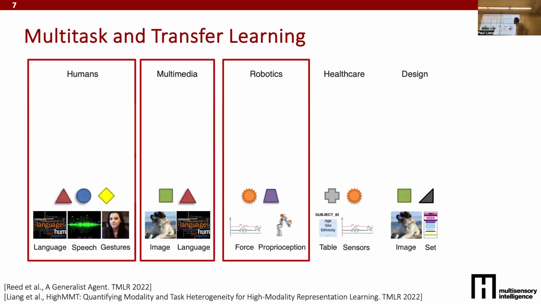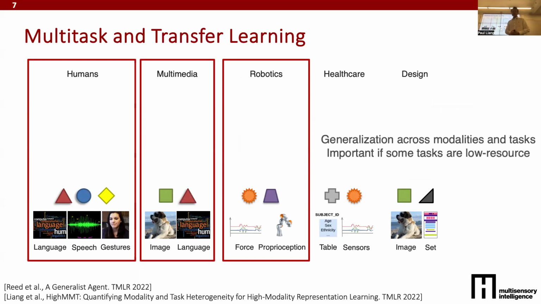Great. So nowadays we have methods that really do multitask and transfer learning across very, very different modalities and tasks. And this can be very useful because if you're looking at, for example, some medical tasks or design tasks, even within that domain, you're not going to get a lot of data. So you really have to leverage other domains where you have more data.